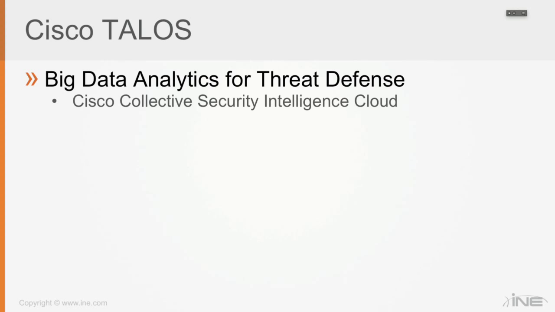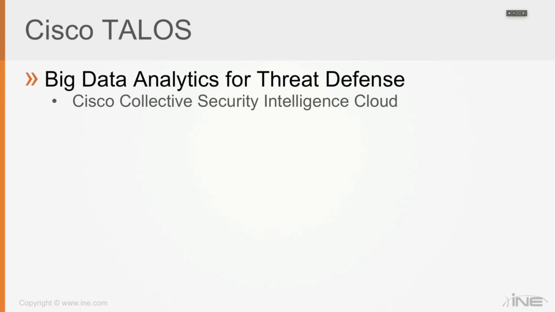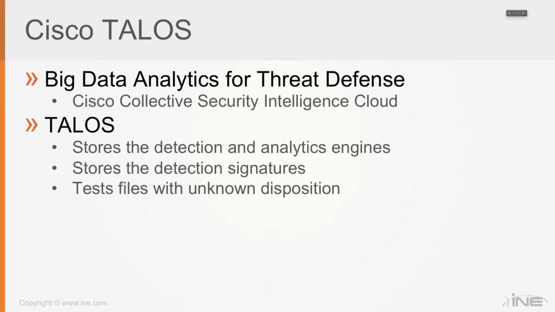So Talos is first of all a huge team of qualified engineers, which constantly monitor what happens on the internet, constantly monitor the alerts they see from different resources, from different systems of Cisco deployed to customers, and they constantly readapt that big smart intelligence engine Talos to be able to secure Cisco's customers. So it's a big team of qualified people, and Talos also stores the detection and analytics engines, the detection signatures, and it's the big thing that's going to test the files with unknown disposition.